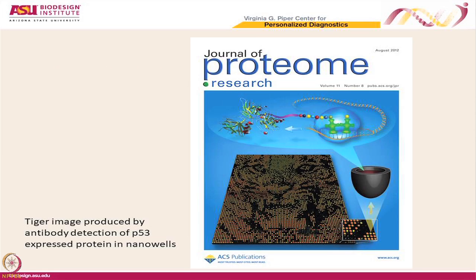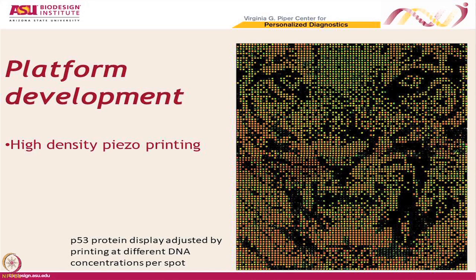And so that led us to this picture here. We made the cover of Journal of Proteome Research that month. And I'll show you this image again. What you're looking at here, let me see if I can go here. Hopefully you can appreciate that there's a tiger in that image. What you're looking at is an actual protein array. We've printed different amounts of DNA encoding the p53 protein. We then express the p53 protein in the array in these nanowells, and then probe the array with anti-p53 antibody with a fluorescent tag on it. And what you end up seeing is, because of the different amounts of DNA, you can get an image of the tiger's face. So this was the first time we ever did an image using a protein array.